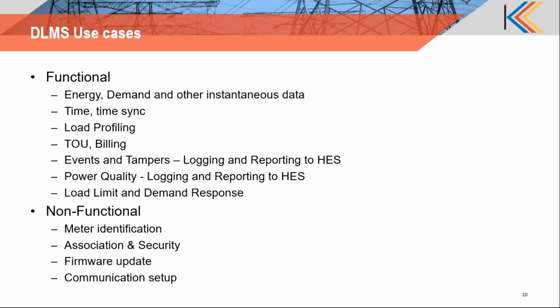Now, coming to the DLMS use cases. In general, most of the DLMS companion specifications will cover these topics. They might use slightly different terminologies, or the structuring of the document might be slightly different, but more or less the points that you're seeing in this slide. These are the sections or groups that will be covered in the companion specification. Under the functional heading, you can see the energy, demand, and other instantaneous data. Then the time and time synchronization related requirements, the load profile, then TOU, time of use or tarification, and the billing profile. Then events and tampers, that means the list of events that need to be supported, logged, and reported to the head-end system.